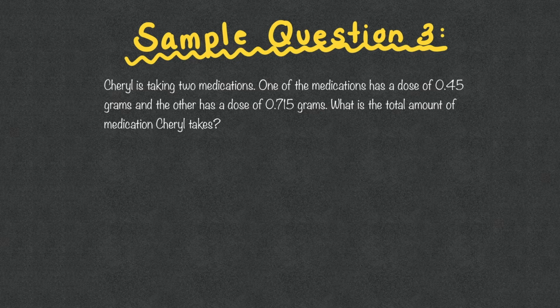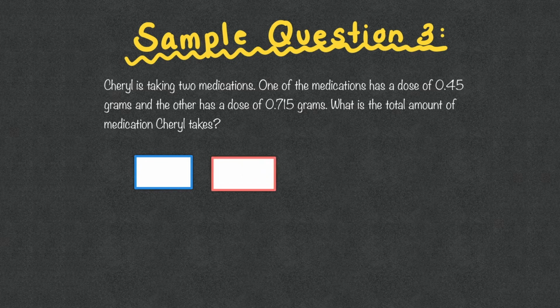All right, so let's take the first sentence. We know Cheryl takes 2 medications. So we get 1, and we get 2. One of the medications has a dose of 0.45 grams. So we can do that here, 0.45 grams. And we know the other medication has a dose of 715 thousandths grams. And it's looking for the total amount of medication.